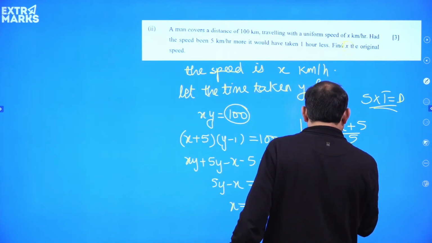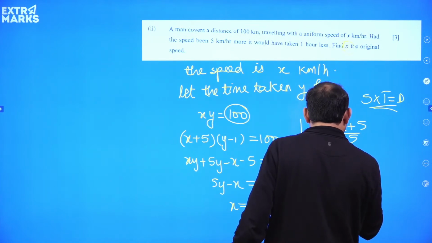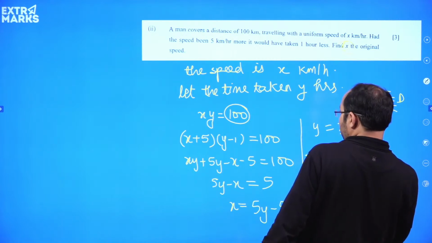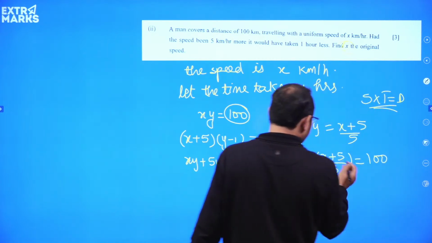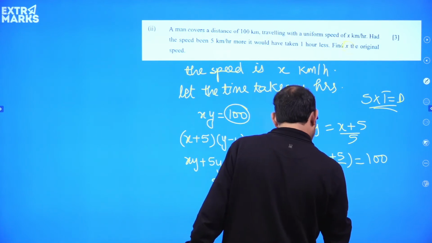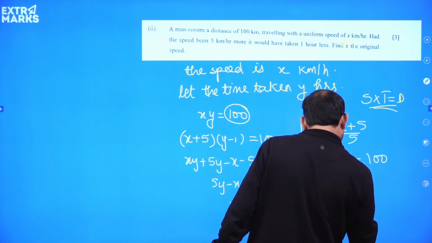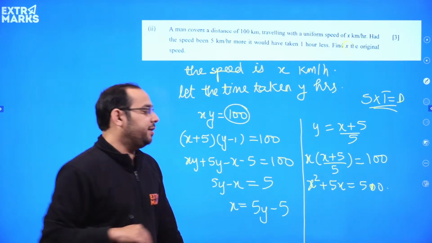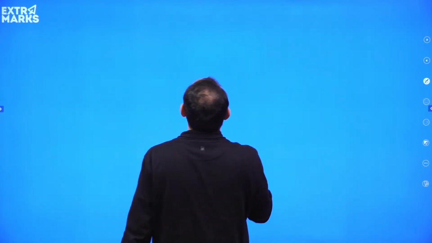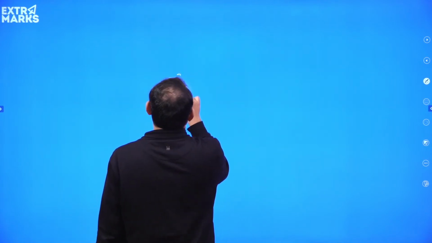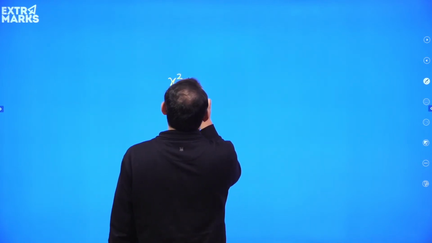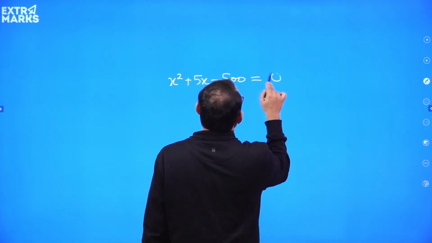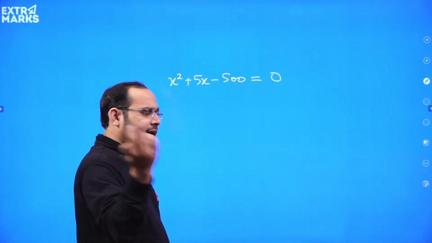Y is x plus 5 whole divided by 5 equal to 100. Okay. So this will come x square plus 5x equal to 500. Okay. X square plus 5x equal to 500. So x square plus 5x minus 500 equal to 0. Now just solve this quadratic equation and get the answer.